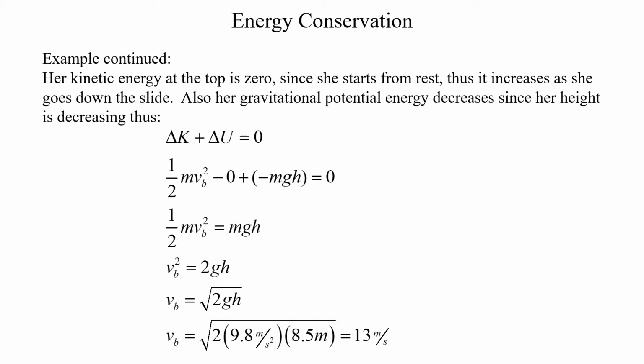The m divides out, so we don't even need to know her mass. Then multiply both sides by 2, and we get v_bottom squared equals 2gh, or v_bottom equals the square root of 2gh, or the square root of 2 times 9.8 times 8.5, and we get 13 meters per second. So that's how fast she's going when she reaches the bottom. Now notice how simple that is compared to what we did before.